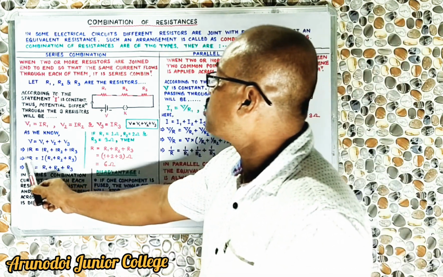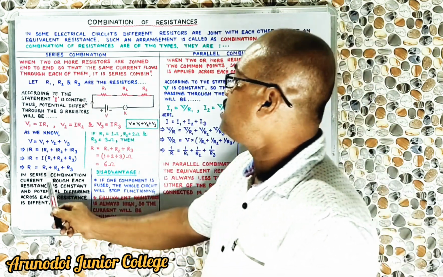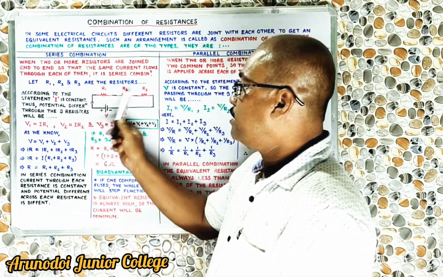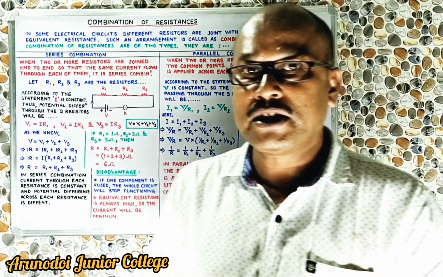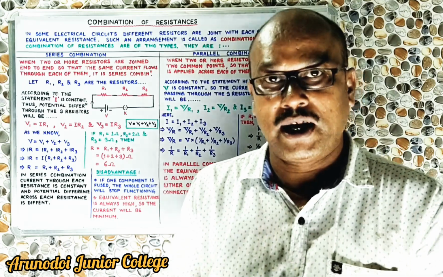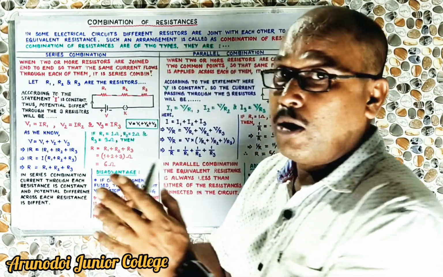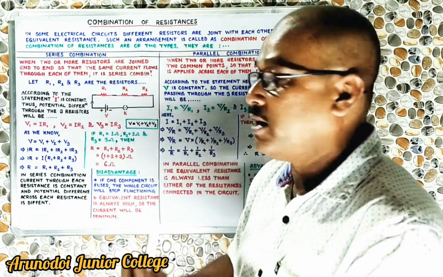This R is called the equivalent resistance in series combination, which is always equal to the sum of the three resistors. That is, the total resistance in the circuit, R, is equal to R1 plus R2 plus R3. So this is how we get the combination of resistance in case of series combination.